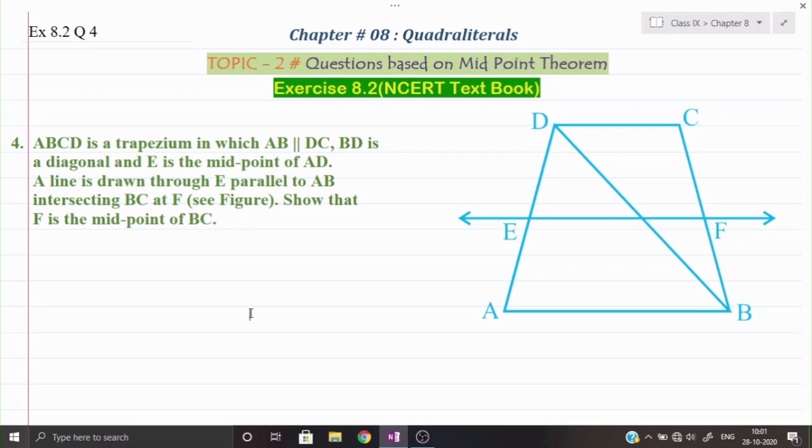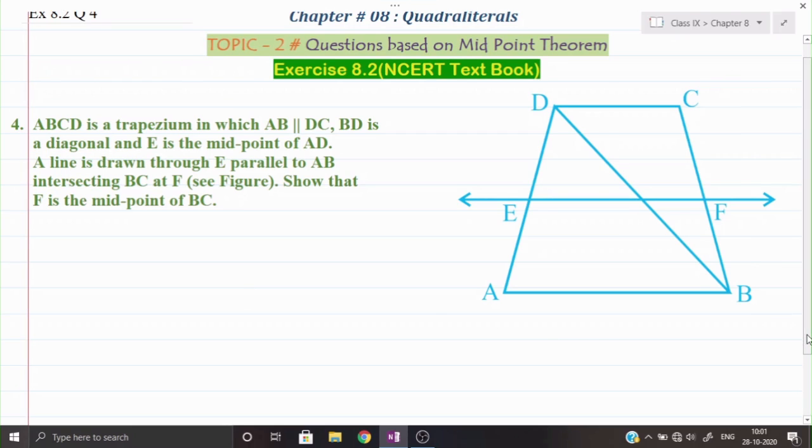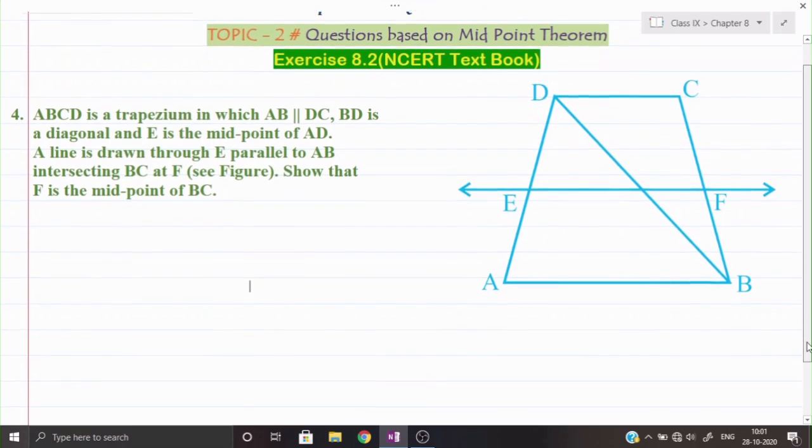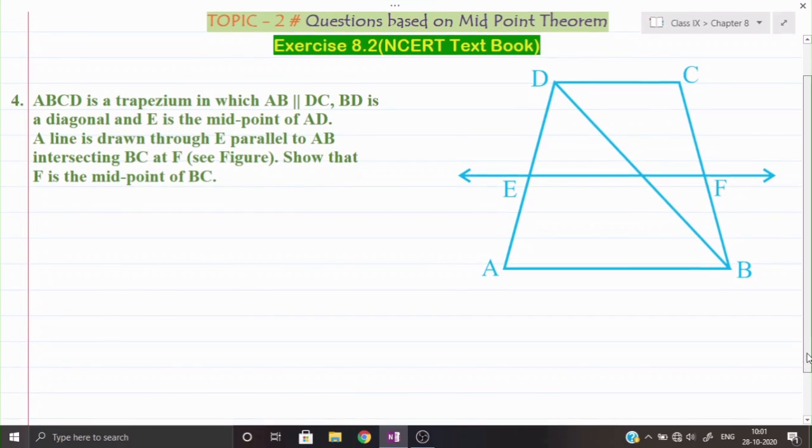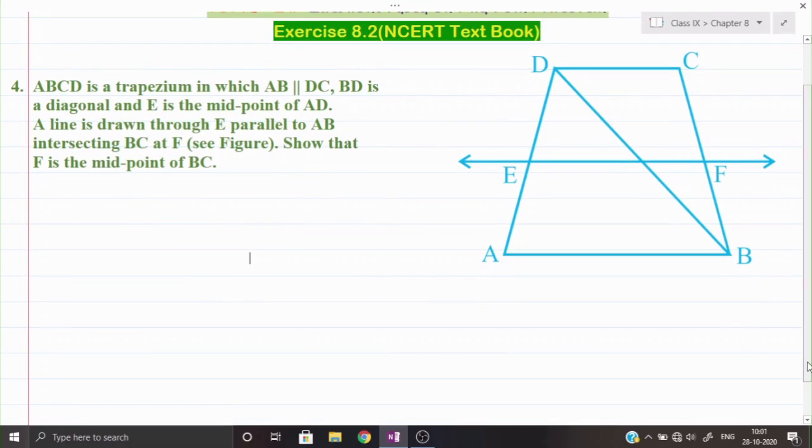In question number 4, we are given that ABCD is a trapezium. Since ABCD is a trapezium, one pair of opposite sides is parallel, so AB is parallel to side CD. BD is a diagonal, joining opposite vertices. And E is the midpoint of AD. This is the most important point given. E is the midpoint of AD, so I will mark ED and AE as equal.